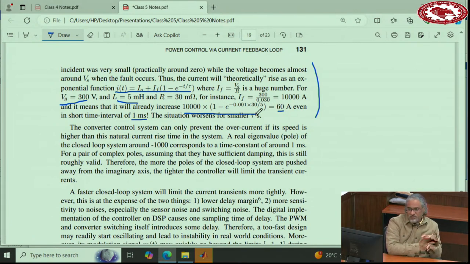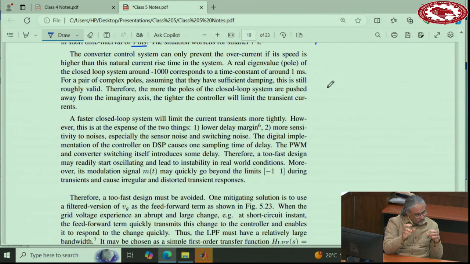But the gain crossover frequency and phase crossover frequency, both of them become larger. The phase margin probably remains around the same number. So phase margin divided by that frequency, the delay margin goes down. So control systems that are faster in these converters have lower delay margin. So you will face another problem.